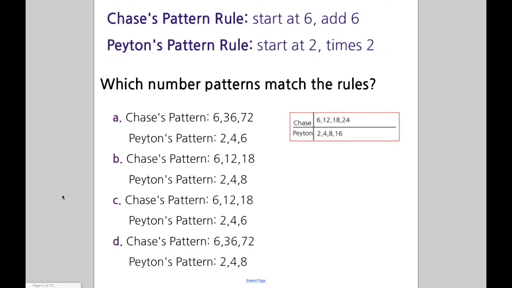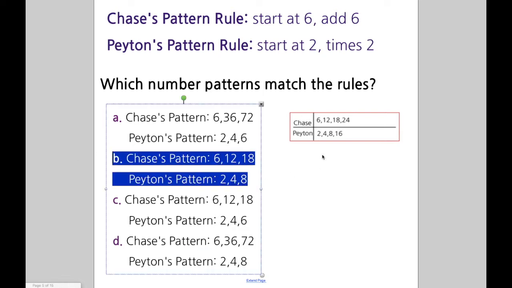So now let's take a look back at the original question. Which number patterns match the rules? Now that we have the work right here of each boy's rule, it'll be a lot easier to look at these answer choices. So looking at my work, I can see that the correct answer is B. If I look at B, I can see for Chase's pattern, I have 6, 12, 18, which is right here. And for Peyton's pattern, I have 2, 4, 8, which is right here.